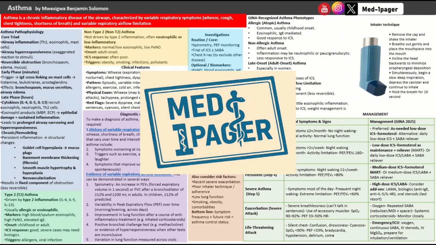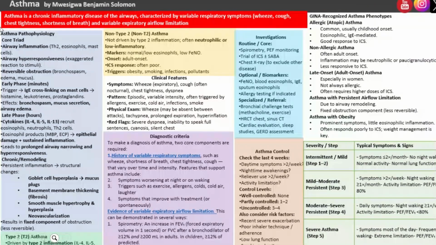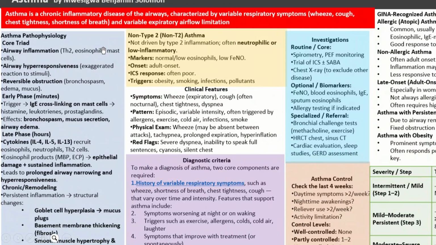My name is Benjamin, and today I'm going to be talking about asthma. So, asthma is a chronic inflammatory disease of the airways characterized by variable respiratory symptoms, that is, wheezing, coughing, chest tightness, and shortness of breath, and a variable expiratory airflow limitation. Throughout this video, I'm going to be explaining these concepts in the definition, because they are very key when it comes to pathophysiology and understanding how you're going to manage these patients.